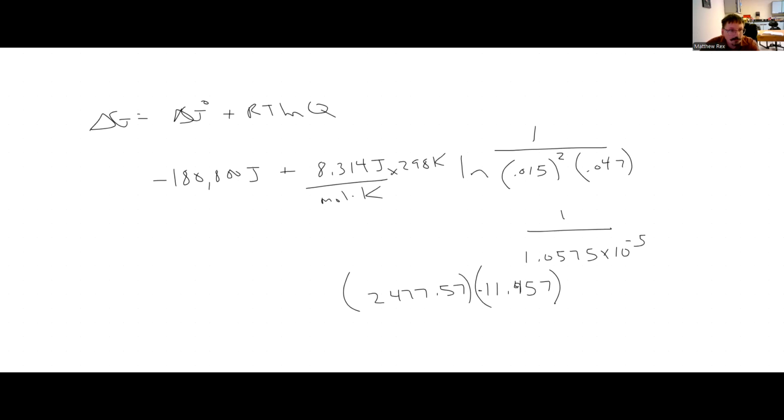So I have negative 180,800 joules minus 28,386 joules. We get negative 209,000 joules or 209 kilojoules.